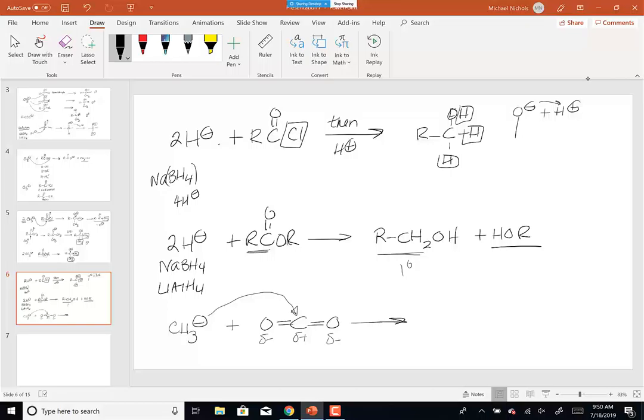What do I have to do now? What have I been doing? I've been breaking the CO bond and giving it to the oxygen. So let's do the same thing here, except I've got two choices. Does it matter which one I break? No, because it's symmetrical. So let's do that. What did I just do? I added my CH3 to my carbon, which now changes into an O minus, and the other one stays as a C double bond O.